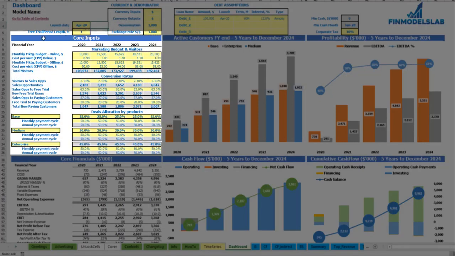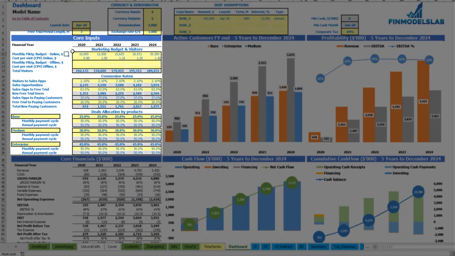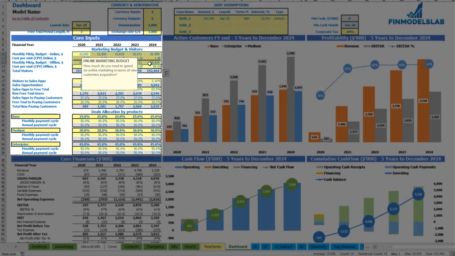So the next step is to input your free trial period, which can be 3 months for example. And the next step is to input your marketing budget and visitors assumptions. You have two sections here, which is offline and online marketing. If you don't need, for example, offline, you can just clean this section. If you need both, you can keep them both. So let me show you how it works.